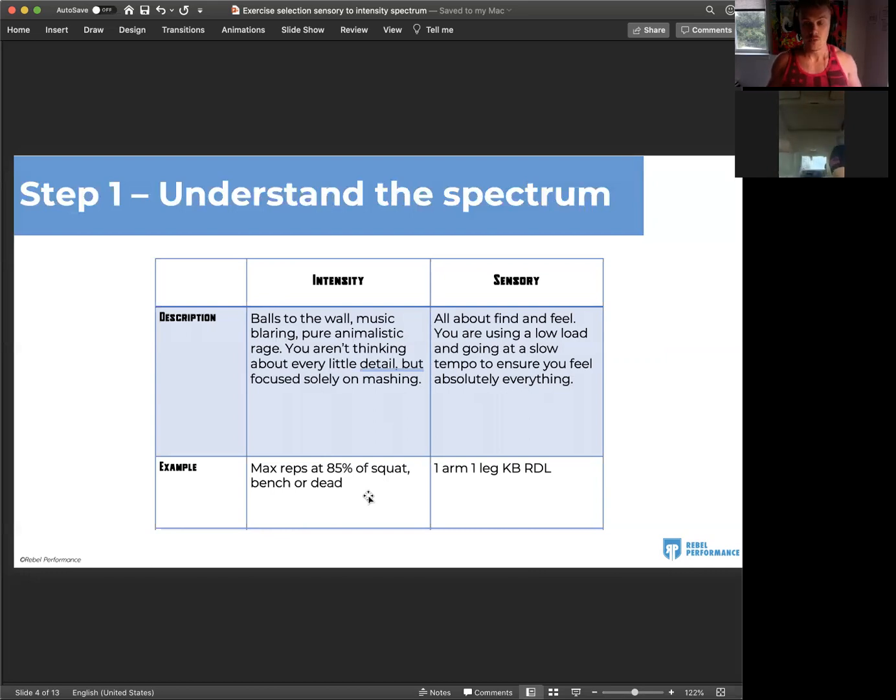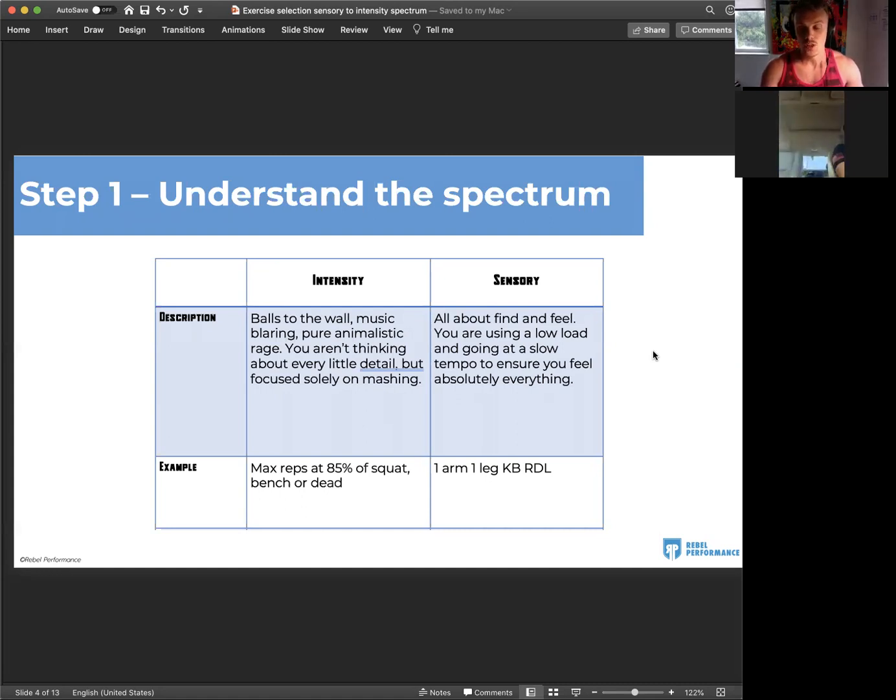Okay, and then we go to the other side of the spectrum, which is sensory. Very different. Sensory is all about finding and feeling. It's all about using lower loads, going at slower tempos to ensure that you do feel everything that you want to feel. So an example movement would be a 1-arm, 1-leg kettlebell RDL. Nobody cares how much you can 1-arm, 1-leg kettlebell RDL. That's another way to distinguish these. If it's something that someone would ask you about and be impressed by, it's probably more intensity based. If it's something that nobody would care about except you, it's probably sensory based.